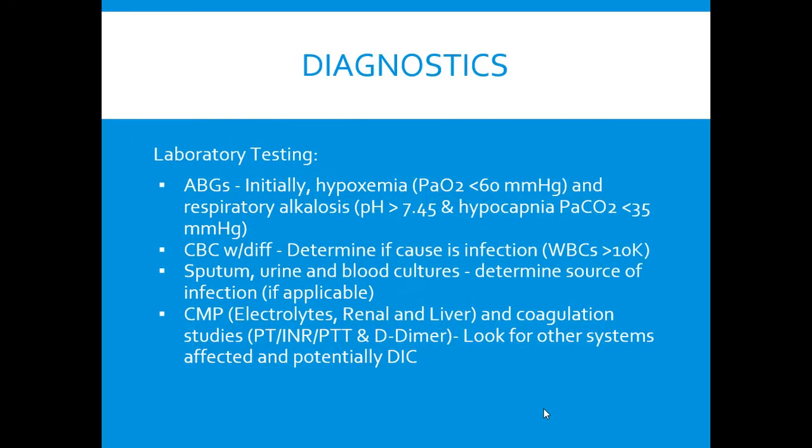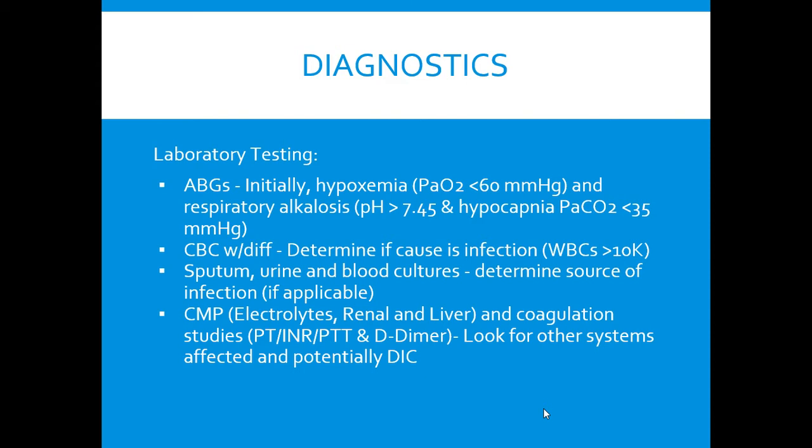So for diagnostics, of course, we're going to be doing some ABGs. Remember, initially it'll show hypoxemia. Your PaO2 will be less than 60, and respiratory alkalosis. So the pH will be greater than 7.45, and we'll have hypocapnia with the PaCO2 less than 35.